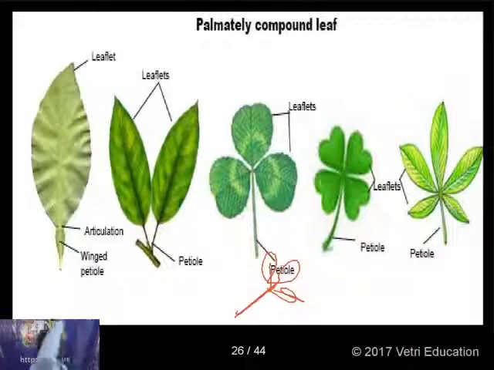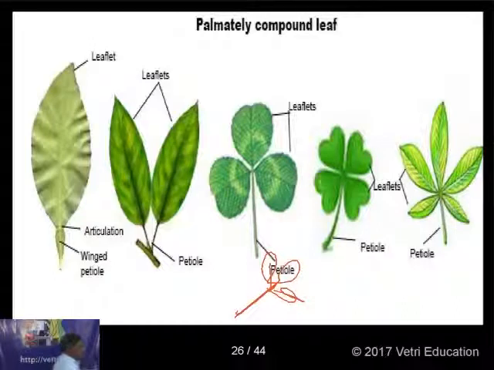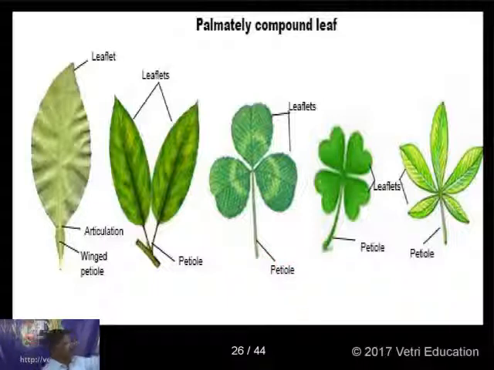Here the diagrams are given. The first one, unifoliate citrus: here you can see a winged petiole and 1 leaflet. In the second one, bifoliate, you can have 2 leaflets, and trifoliate you can have 3 leaflets. Here is quadrifoliate with 4, and this is multifoliate, where many leaflets are found.